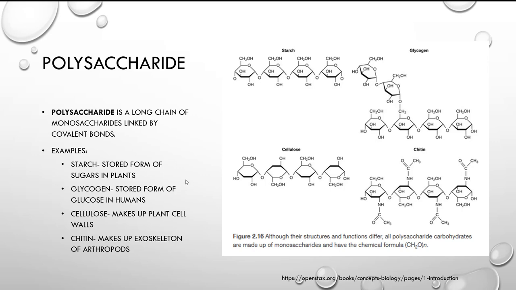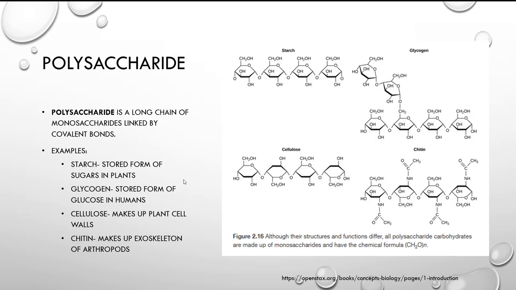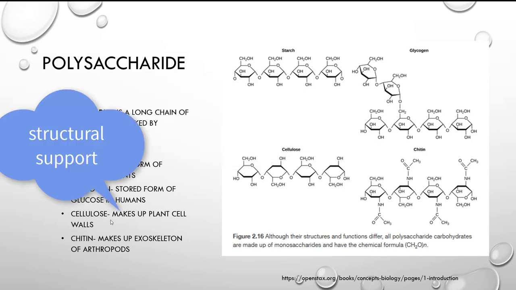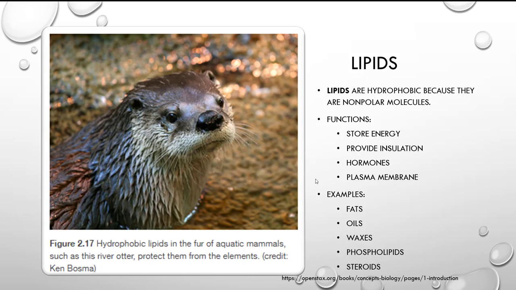Okay. So those were the carbohydrates. So remember, carbohydrates provide an energy source for our cells, but they also provide structural support for the plant cells, okay, as well as some animals. Right. Next, we have our lipids.